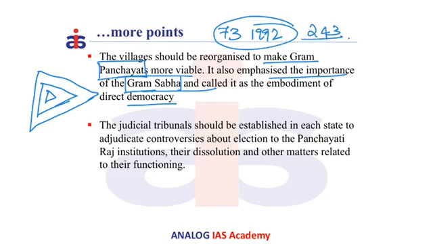It also recommended that judicial tribunals should be established in each state for adjudicating controversies about elections to the Panchayati Raj institutions, their dissolution and matters related to their functioning. This ensures speedy trial for problems at the village level, rather than appealing at the district courts or the high courts, which are already overburdened with cases.